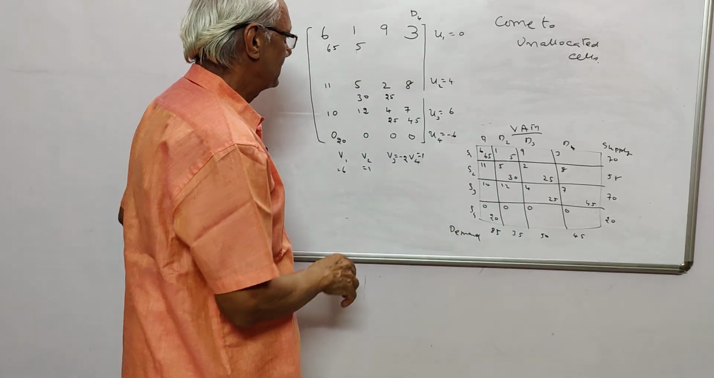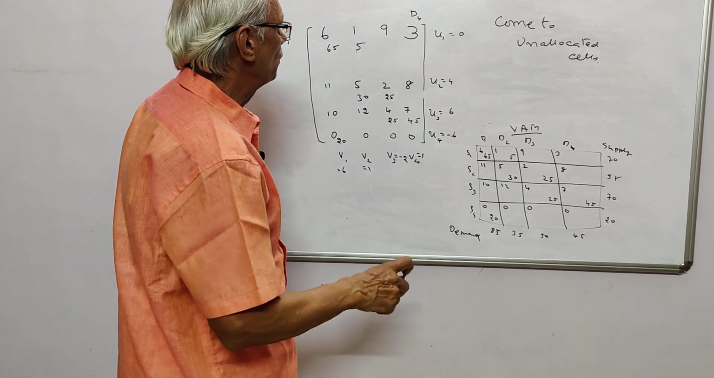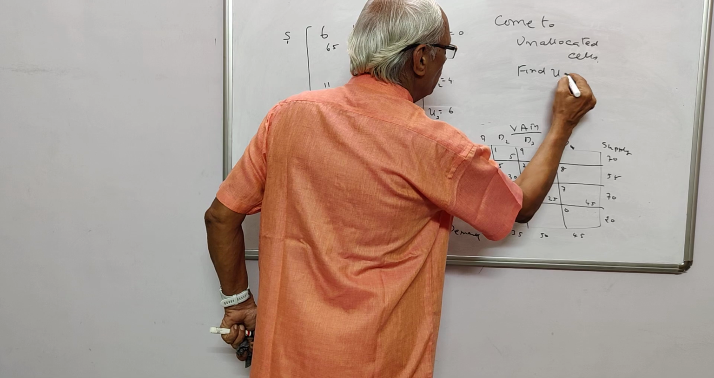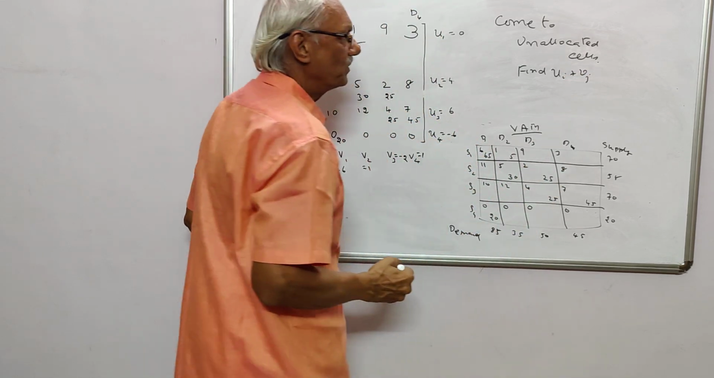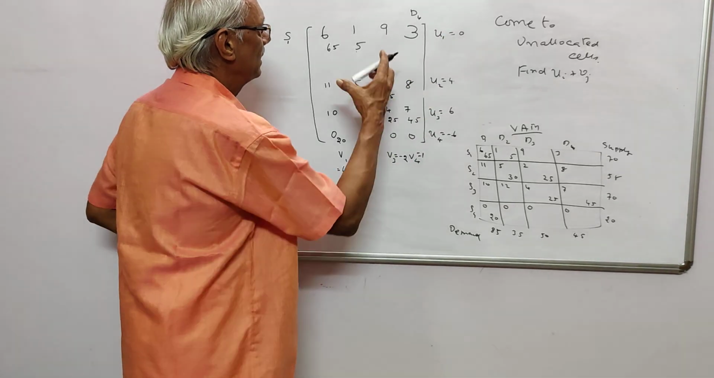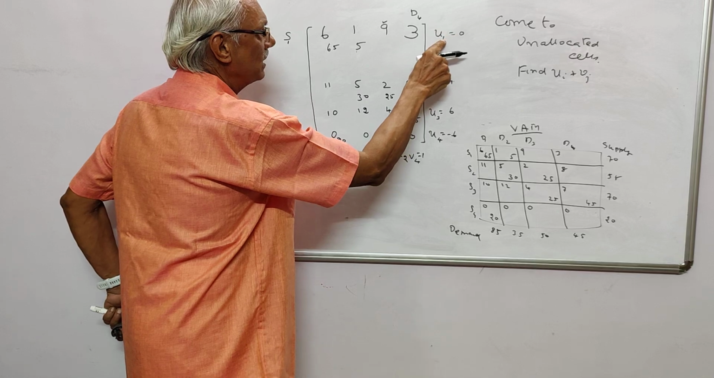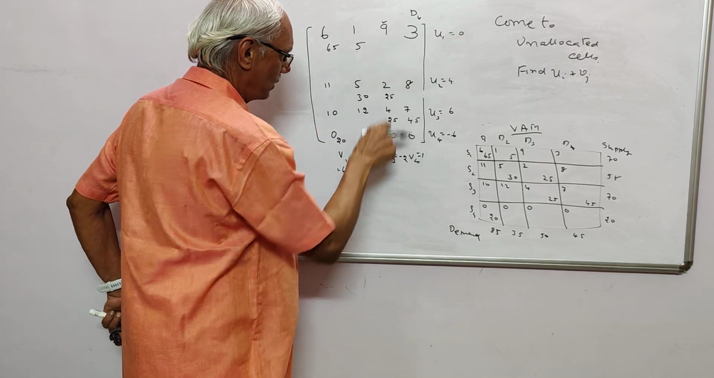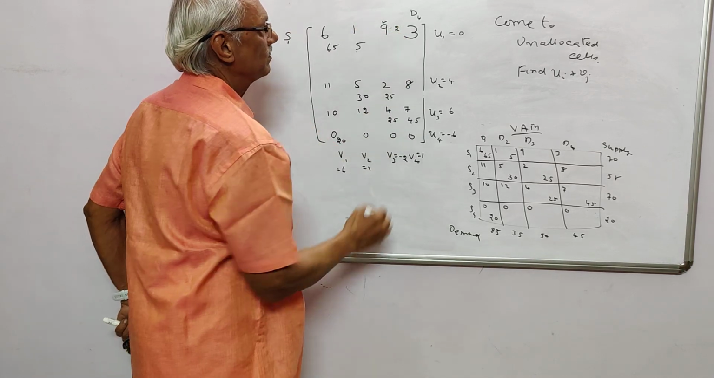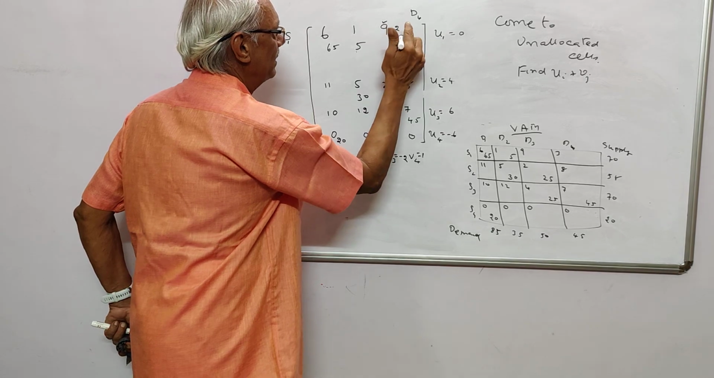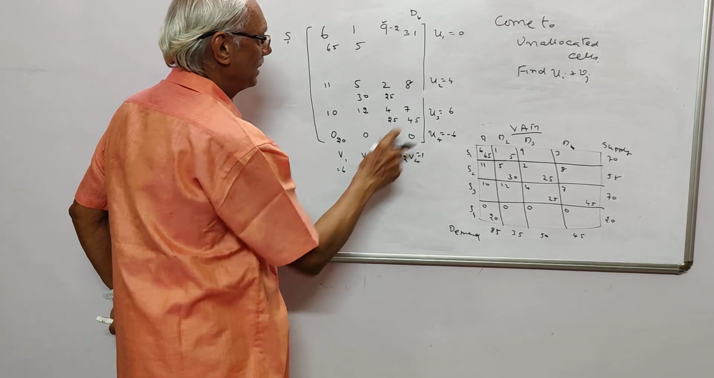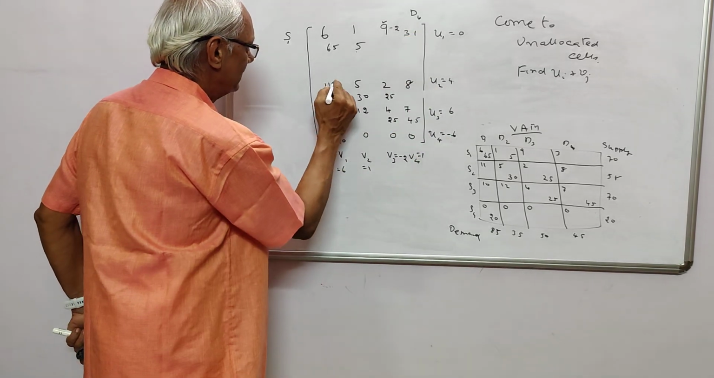Now what is that unallocated cell? Now use the formula. You find Ui plus Vj. Come to the unallocated cells and find Ui plus Vj. Here with respect to this, the row is 0 and the column is this, so 0 minus 2 is minus 2. And come to this. 0 plus 1 is 1. Come to this. 4 plus 6 is 10.